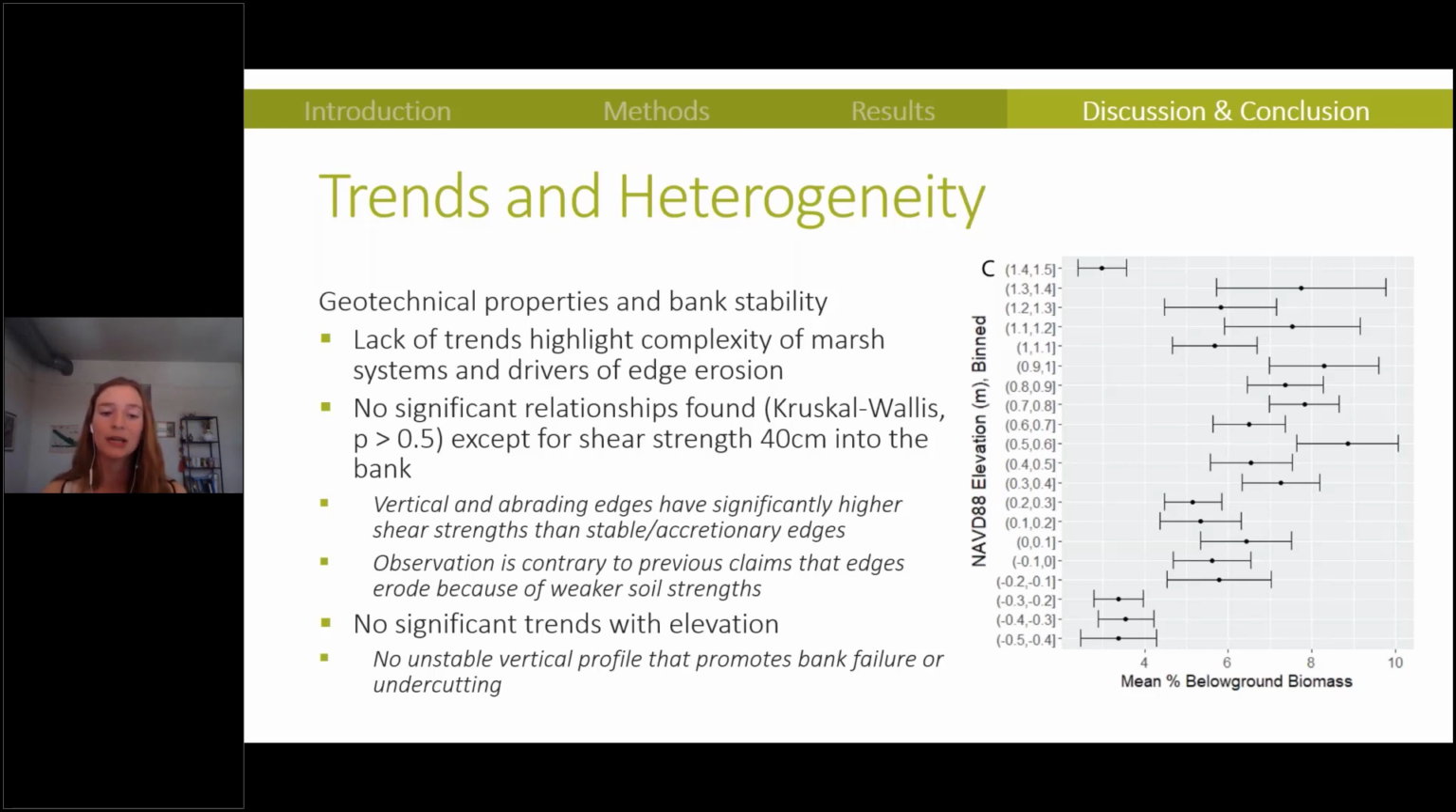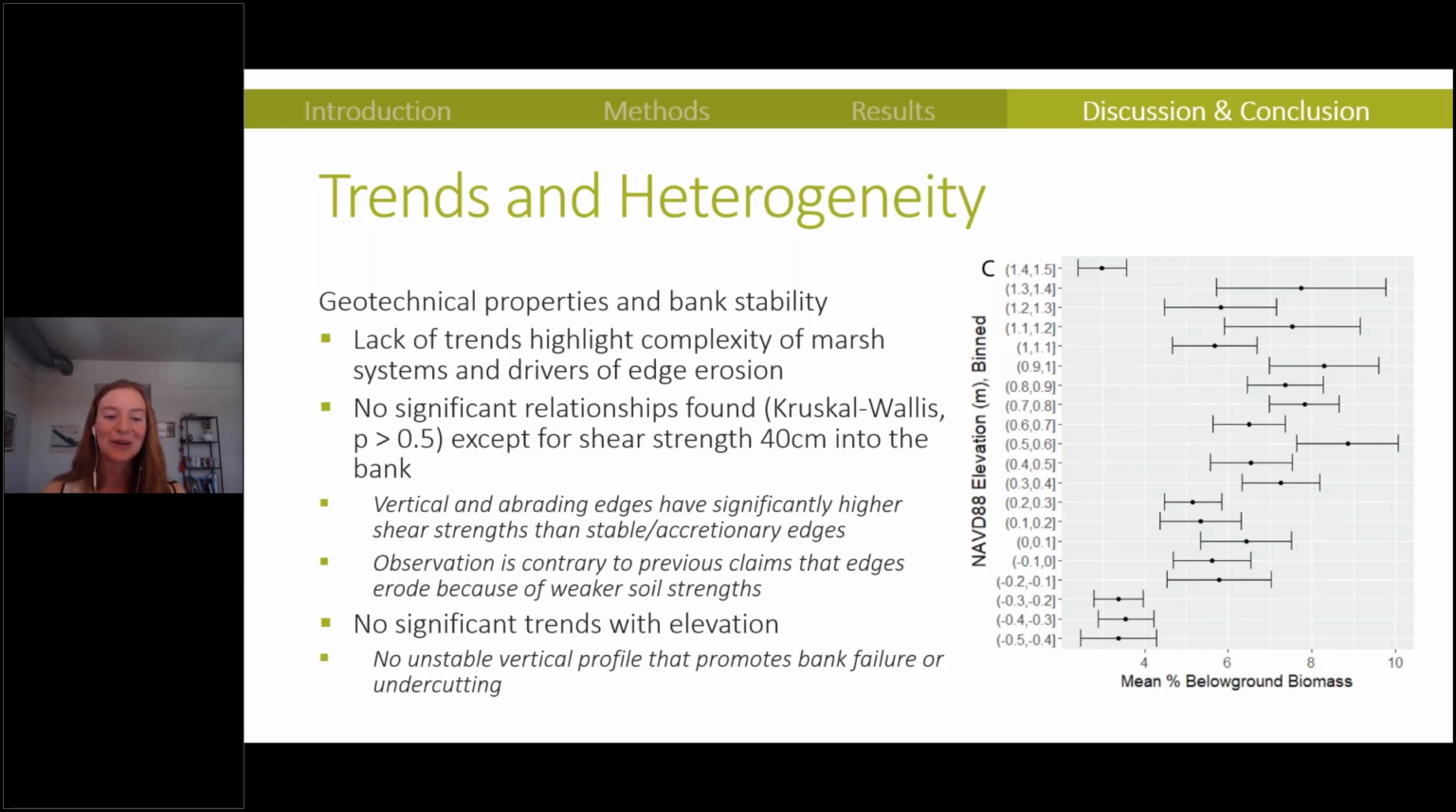And that's contrary to previous studies that say that edge erosion is led by weaker soil strengths or something like that. We also found no significant trends with elevation, and this panel just highlights that. So there is no unstable vertical profile that we see that promotes bank failure or undercutting.